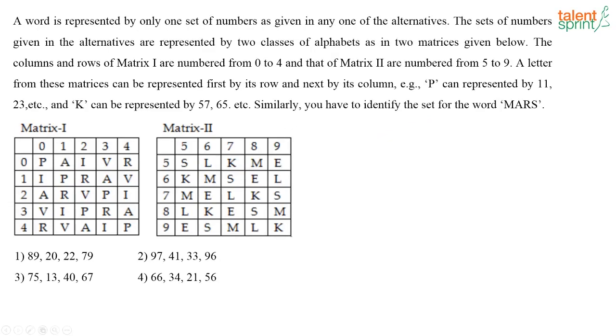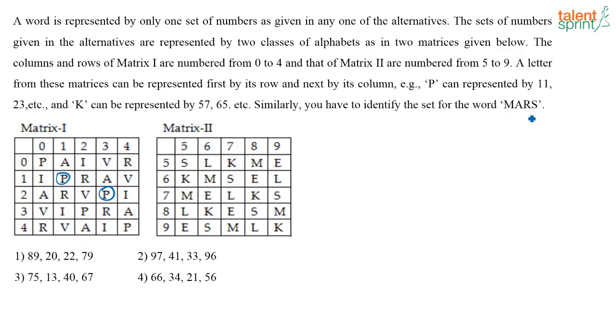Next one. A word is represented by only one set of numbers as given in any one of the alternatives. The set of numbers given in the alternatives are represented by two classes of alphabets as in two matrices given below. The columns and rows of matrix 1 are numbered from 0 to 4 and that of matrix 2 are numbered from 5 to 9. A letter from these matrices can be represented first by its row and next by its column. Example, P can be represented as 11, 23, etc. See, P is row 1, column 1, that is 11, or P is 23, row 2, column 3, and so on.